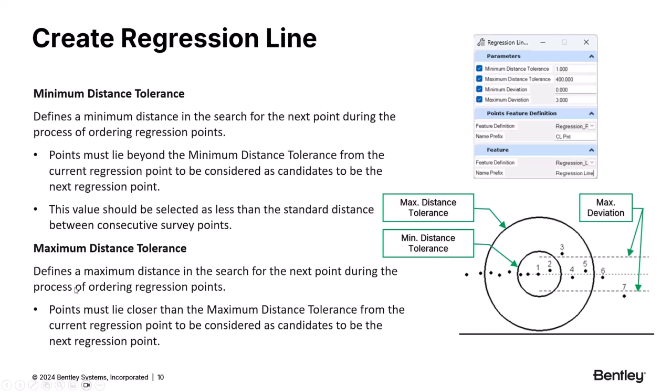Maximum distance tolerance defines a maximum distance in the search for the next point during the process of ordering the regression points. If you refer to the circle here at point 1, putting in a maximum distance from there is going to get you out to here. So any point that would fall in between the maximum distance and the minimum tolerance would be included. Points must lie closer than the maximum distance tolerance to the current regression point to be considered as candidates for the next regression points. Okay? So refer to this diagram.